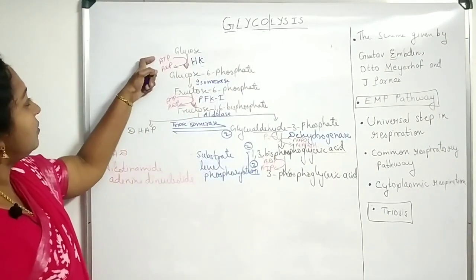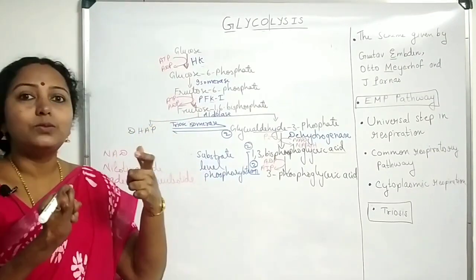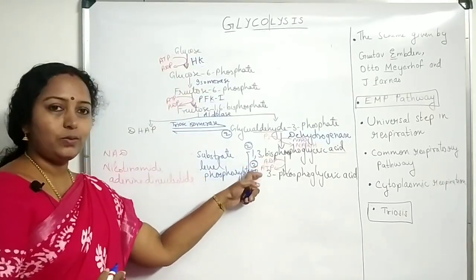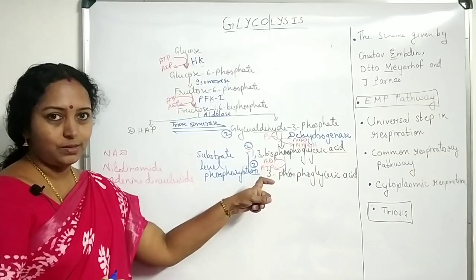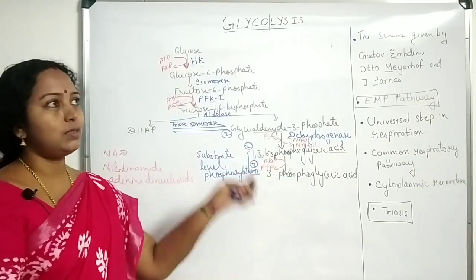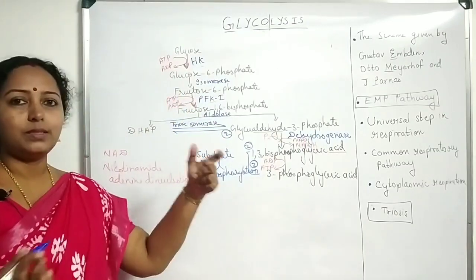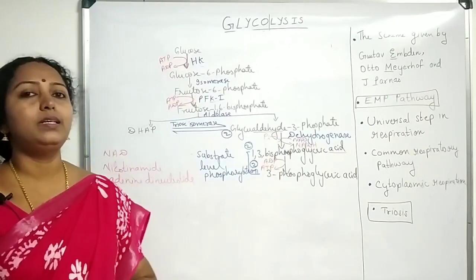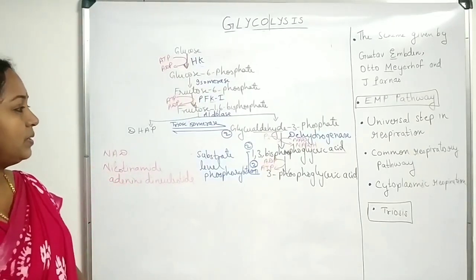So you see here in the first 2 steps ATP was getting utilized. 2 molecules were getting utilized. Here 2 molecules are getting produced. So what is the net gain now? 0. Isn't it? Minus 2 here, plus 2 here, 0. So far actually the cell did not get any energy. Let us see what happens next.